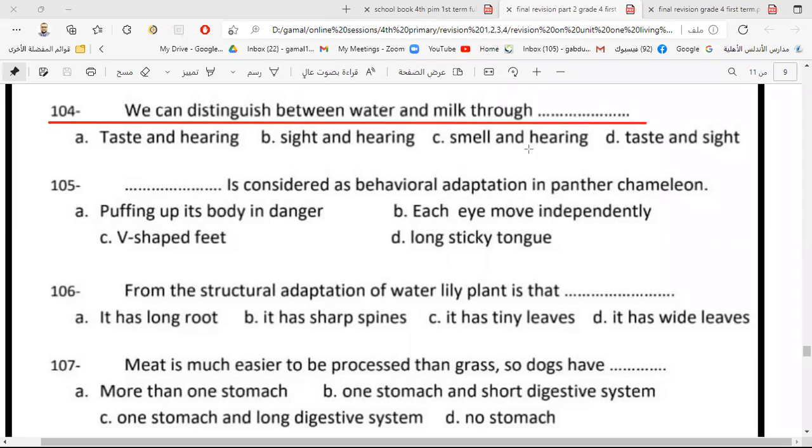Taste and hearing, sight and hearing, smell and hearing, taste and sight. Which is correct? Taste and sight. Very good, my son. The milk is white in color and the water is transparent. This is the sight. The milk has a special taste and the water has another taste. This is also the taste. So we can distinguish between milk and water by taste and also by sight, by the color. You are excellent, my son.